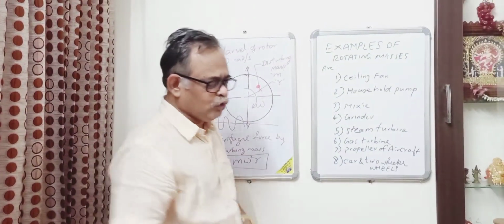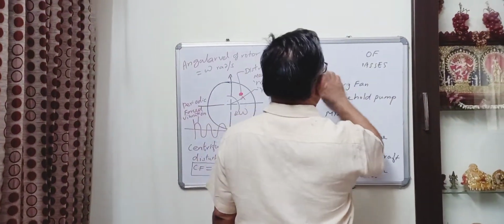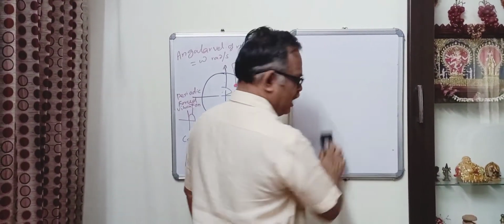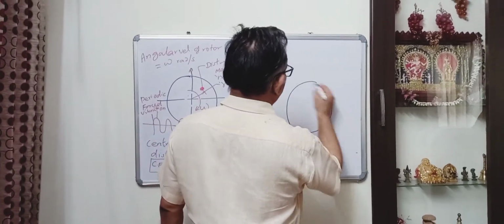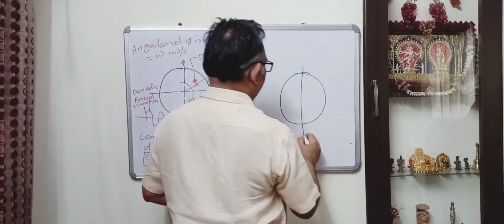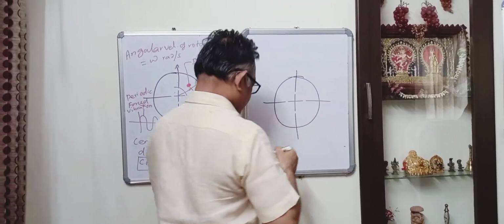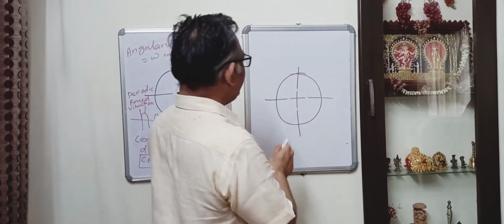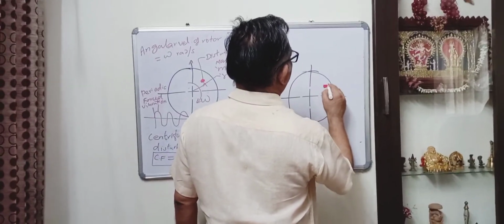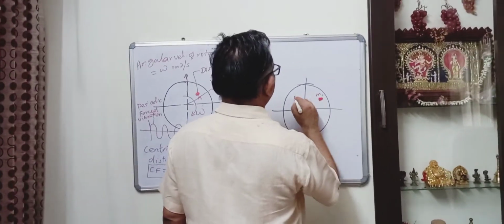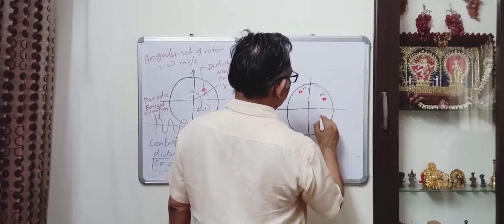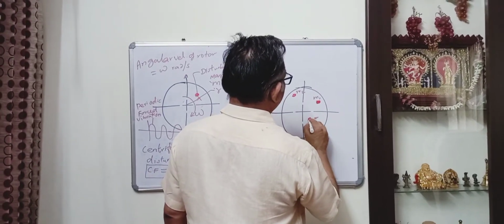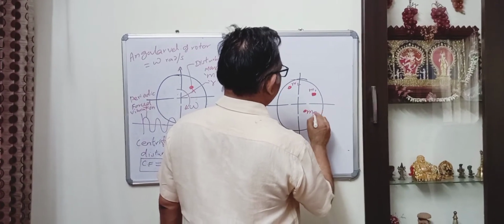And now I will go to a little more complicated case, right? In that case, let's assume the same rotor, a single plane rotor. Let us assume there are so many disturbing masses, right? So mass m1 is one disturbing mass, and mass m2 is another disturbing mass, right? Mass m3 is another disturbing mass. So many disturbing masses can be there.